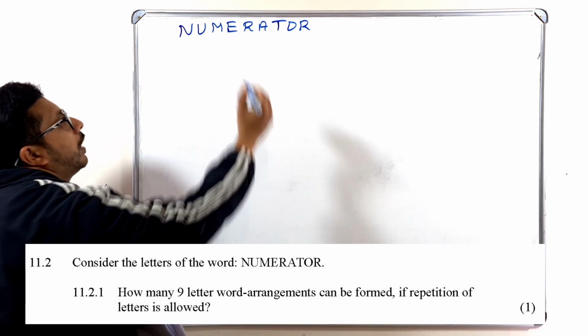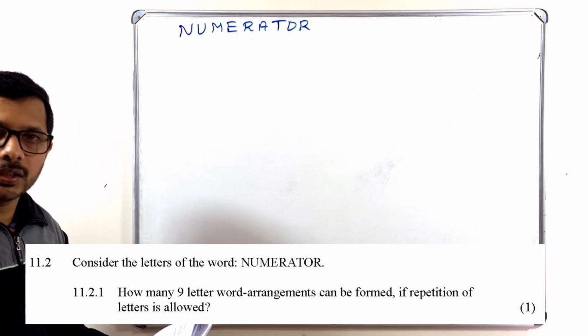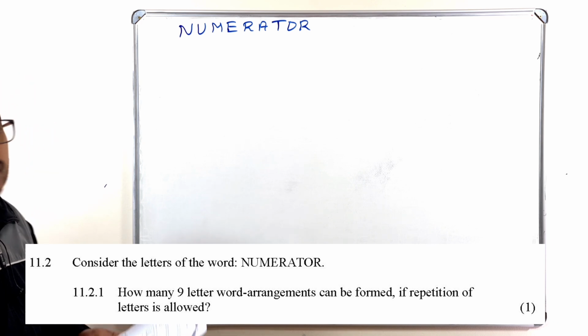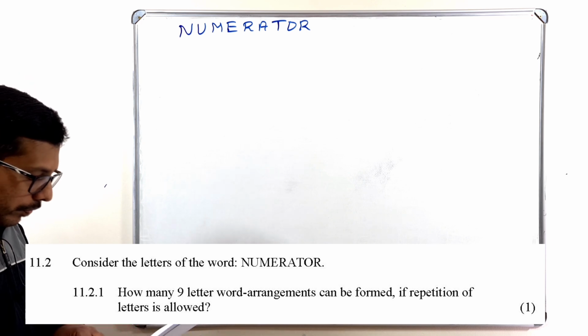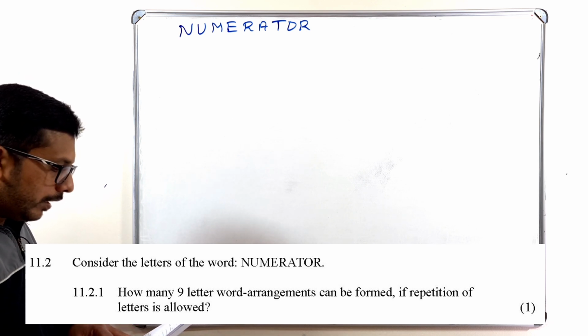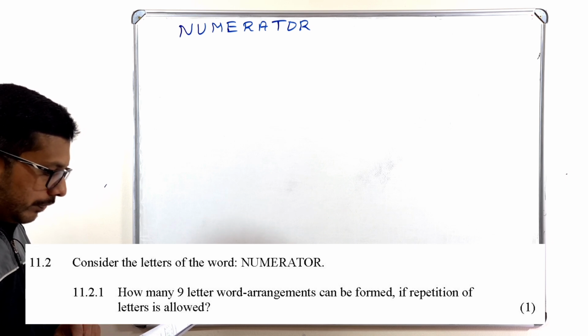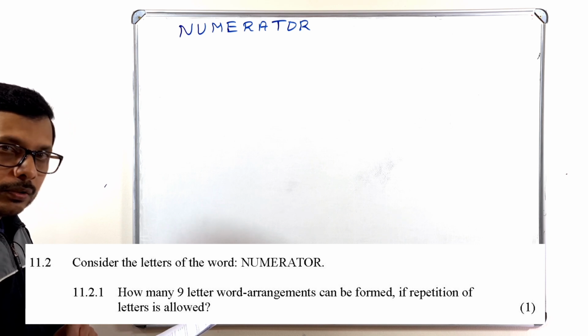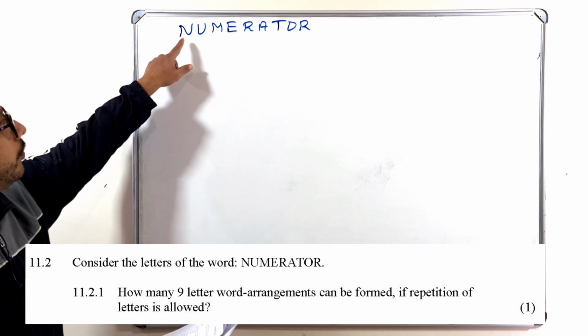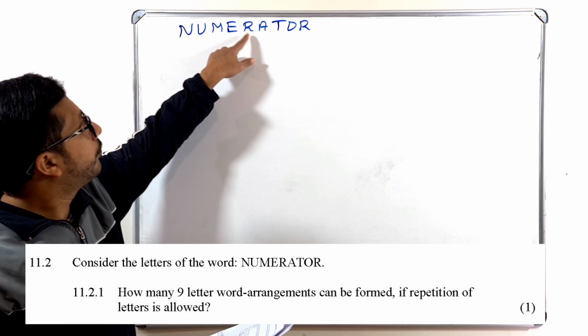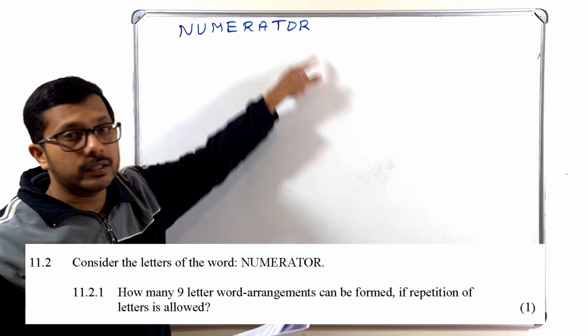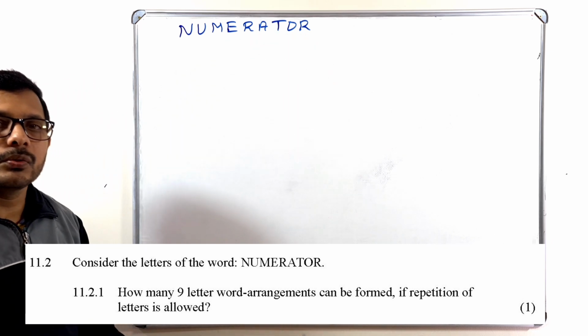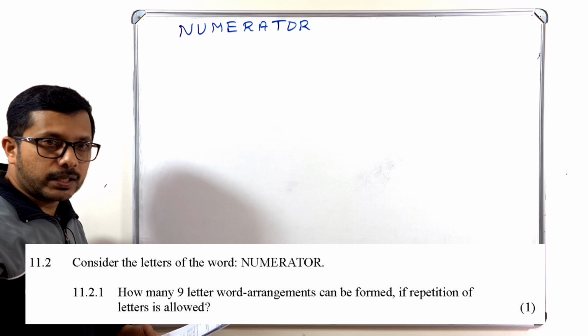NUMERATOR. So you have to consider that word, numerator. Now what? How many 9-letter word arrangements can be formed if the repetition of the letters is allowed? How many letters are here? 1, 2, 3, 4, 5, 6, 7, 8, 9. So 9 letters are there.